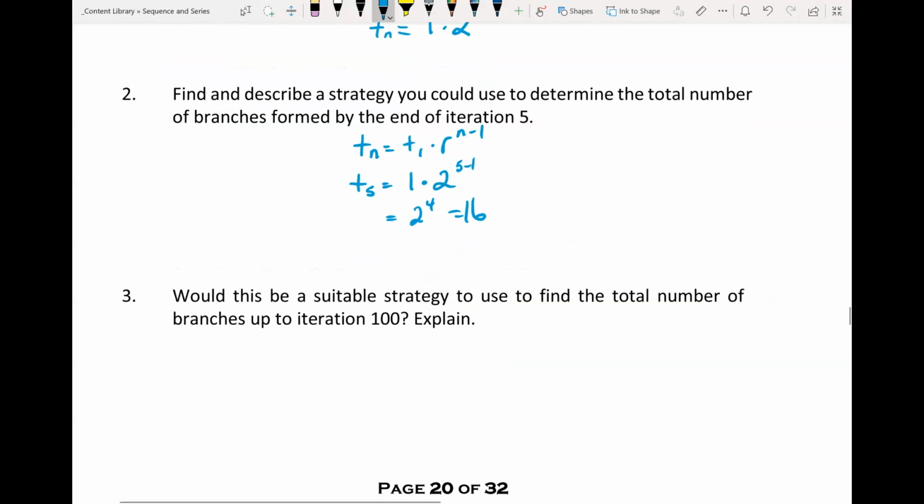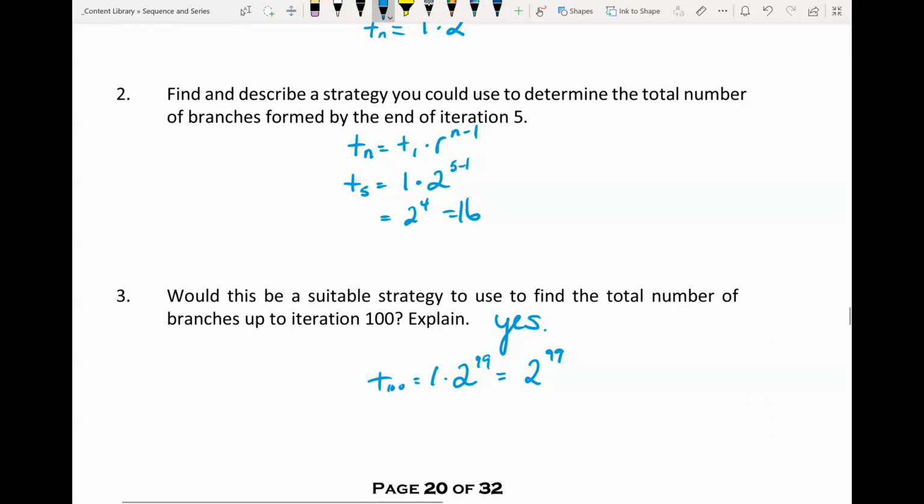And would this be a suitable strategy to find the total number of branches up to iteration 100? Yes. Now drawing it would not be feasible, but using this formula would be. So that means we're looking for t100, first term times r, which is 2, to the power of 100 minus 1, which is 99. So your term for 100 is going to be 2 to the power of 99. I'm going to leave it like that because if you try to plug it into the calculator, it's going to be a huge number that we can't even record properly.